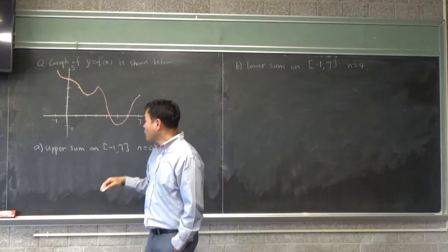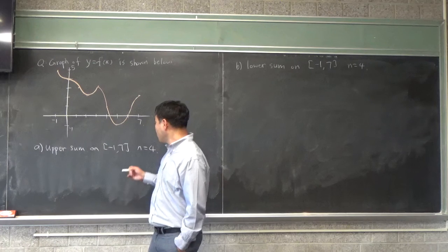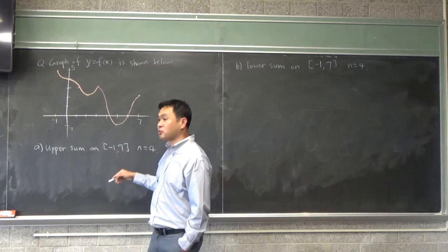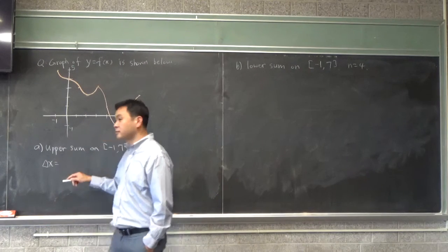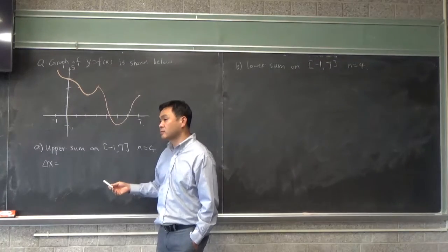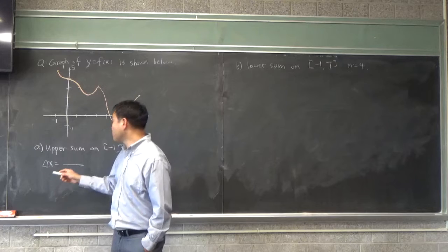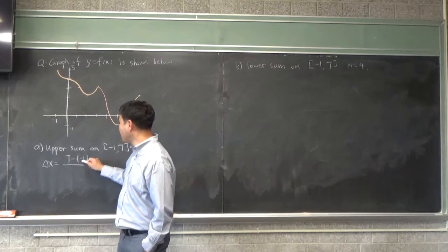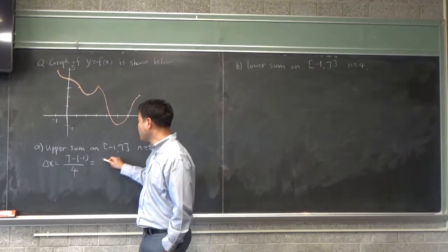All right, so let's start with the upper sum. First, you have n equals 4, and the interval is from -1 through 7. So what is delta x? What do you calculate? 2. Yeah, delta x is 2, right? It's 7 minus -1 divided by 4. b minus a over n, and that gives you 2.